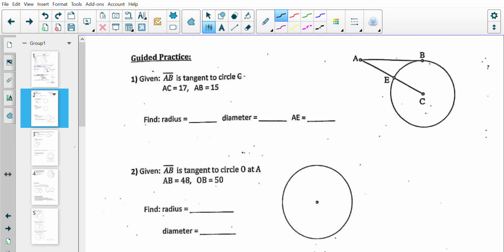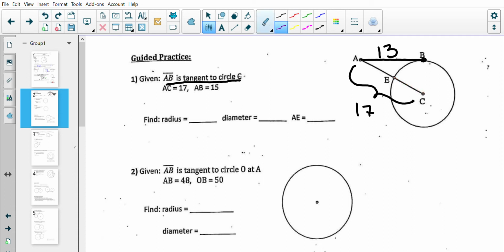Let's do some problems. All right, so we know AB is tangent to the circle. Even if it doesn't look tangent and I tell you it's tangent, you just believe in the given information. AC is 17 units long, and AB is 15 units long. We want to find the radius. Well, we know E to C is a radius, but that's not really going to help me because we don't know that these are split in half. So I can't say it's 8.5, because there's nothing telling us that it's split in half. So what am I going to do?